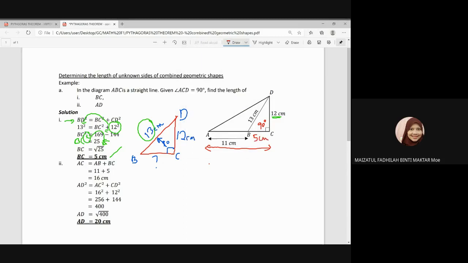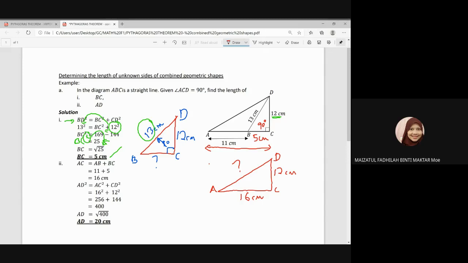Okay, then you need to find the value of AD. So we draw again, AD is the hypotenuse of the triangle with CD. We already know CD from the diagram. AC, we just add 11 plus 5. So what do you get? 16 cm.